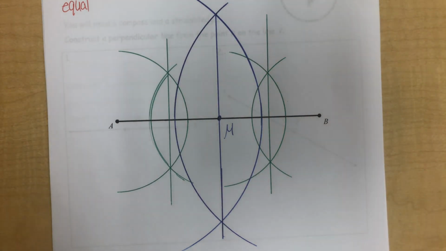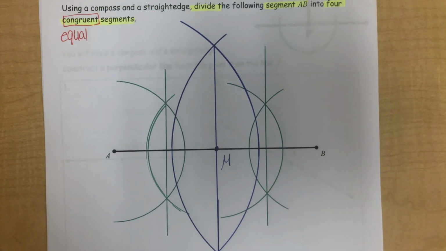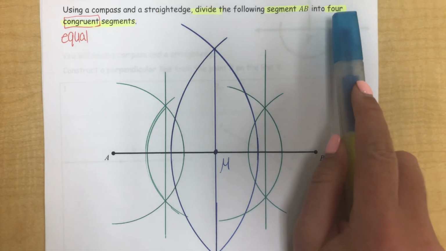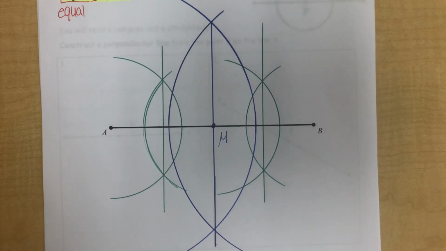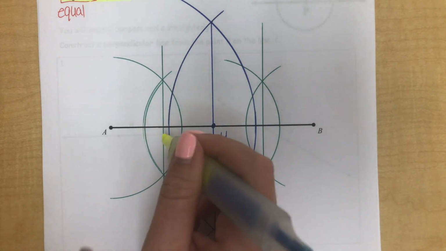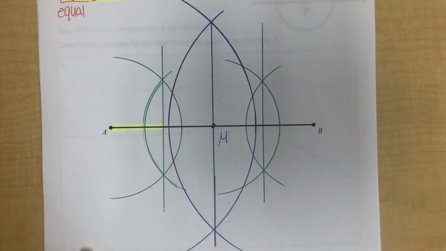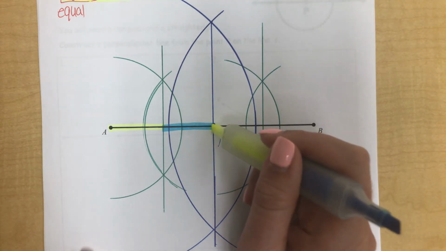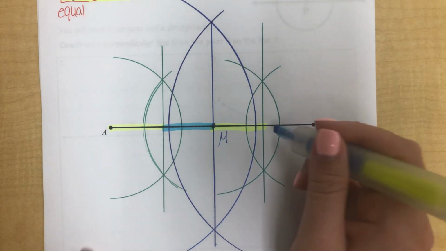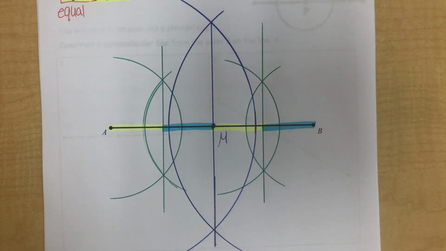And now I can always go back and make sure that I solved the question correctly. Do I have 4 equal segments, 4 congruent segments? Well, I'm going to highlight them all. I have this segment right here, so that's 1. Then I have 2, then I have 3, and now I have 4. So it looks like I did solve it correctly. I have 4 equal segments, 4 congruent pieces. And again, that's how you would do it.